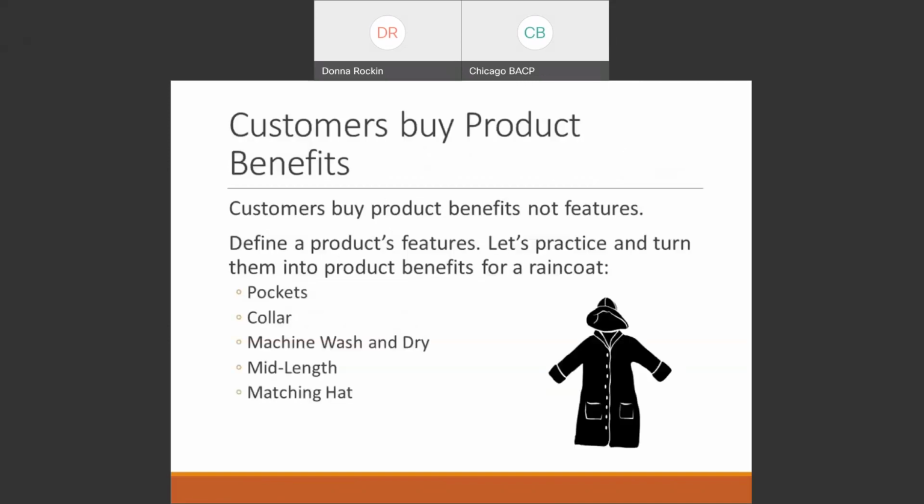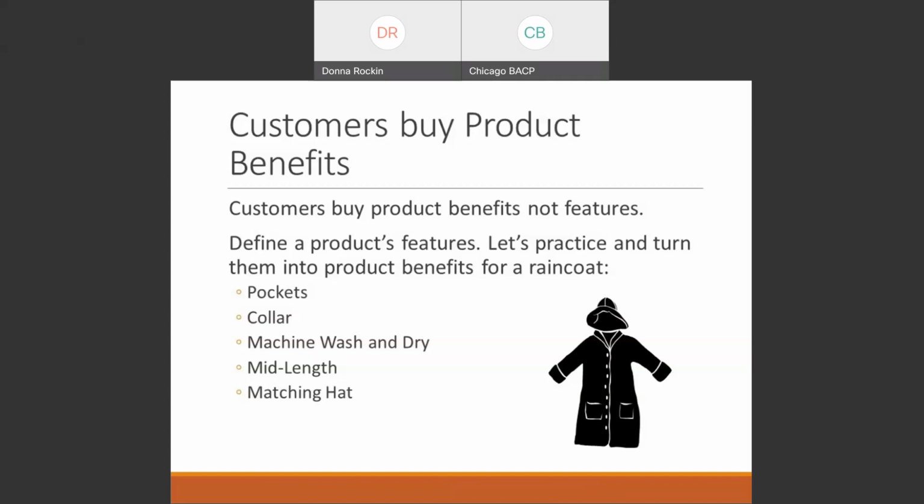So customers buy product benefits. They don't buy features. They want to know what's in it for them. And the easy way to remember this is FAB: feature, advantage, benefit. So when you define a product's feature, let's turn it into a product benefit. Typically, if we were in a room, you could shout out what the benefits of this were. But since we're now in the virtual room, what do pockets provide? That's a little raincoat with a matching hat.